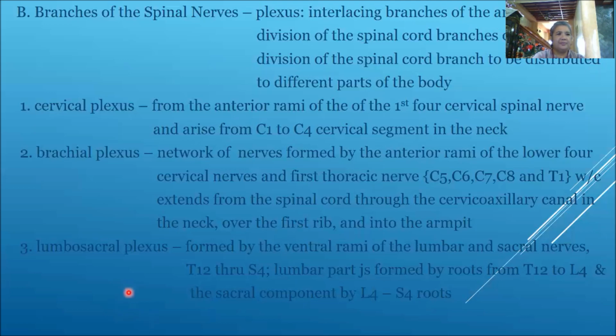Then you have the third plexus, your lumbosacral plexus. This is formed by the ventral rami of the lumbar and sacral nerves T12 through S4. Lumbar part is formed by roots from T12 to L4 and the sacral component by L4 to S4 roots. I will not elaborate on these plexuses because further in our studies we will take this up in more detail.